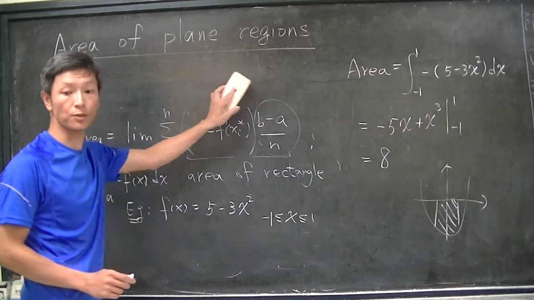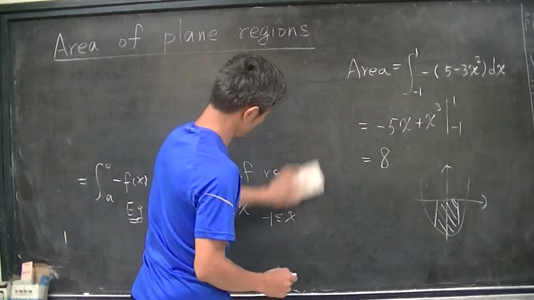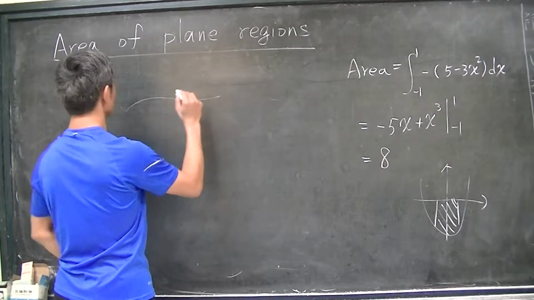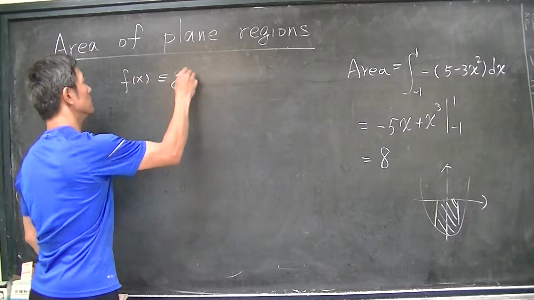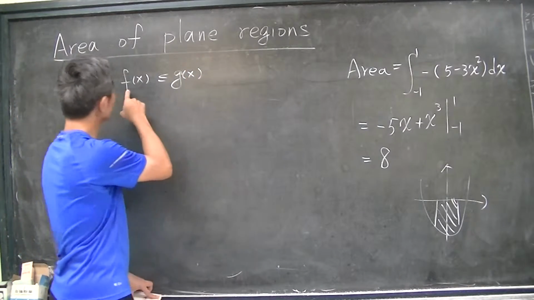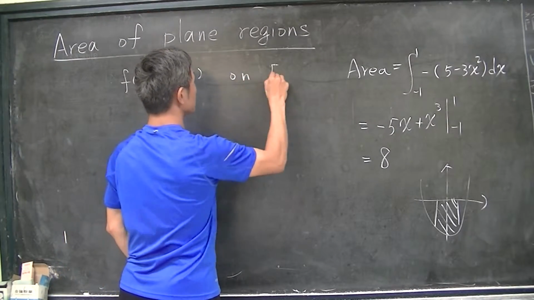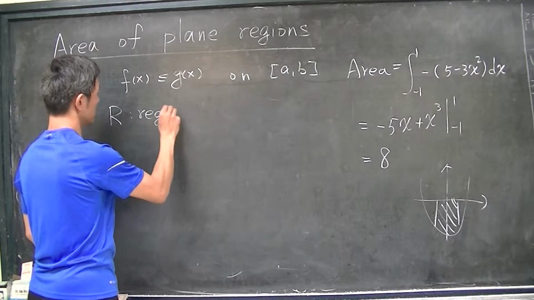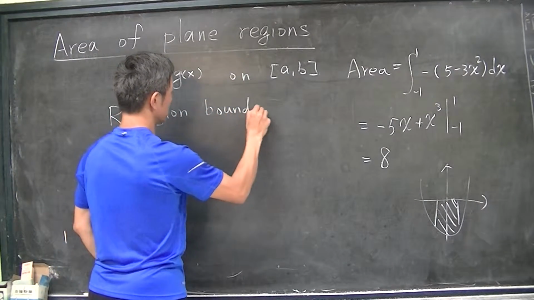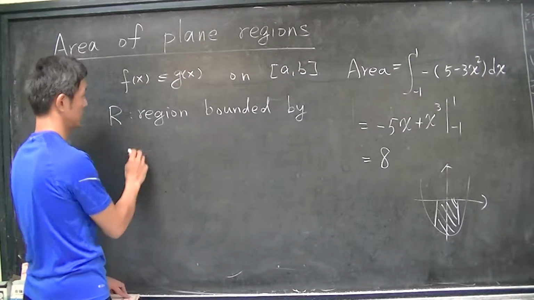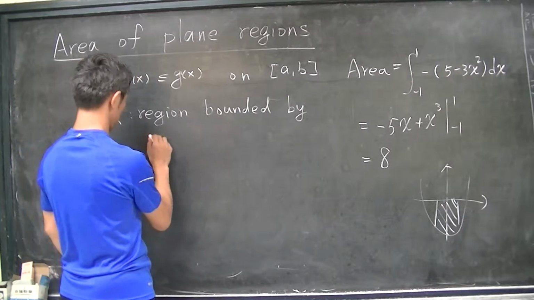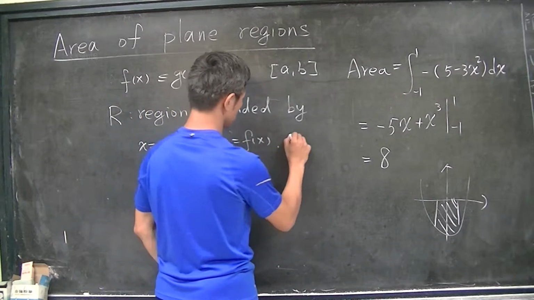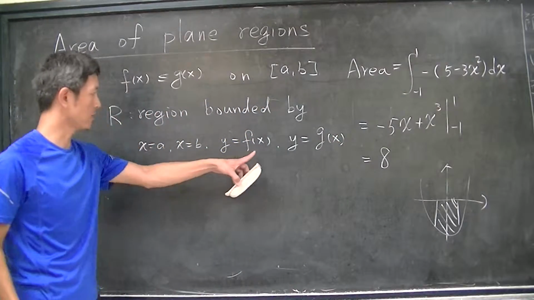Now, if we consider more general situations, if we have two functions, and we assume f is always less than g on the interval ab, and R is a region bounded by x equals a, x equals b, y equals f of x, and y equals g of x.